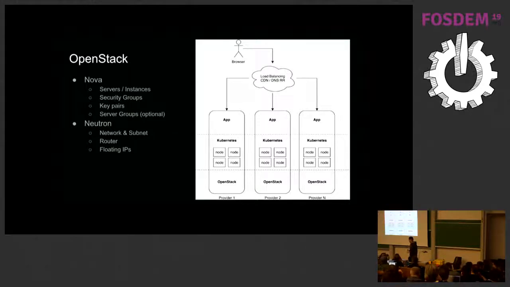On the Neutron side, that's the networking project in OpenStack, we're just going to use a network, a subnet, a router, and a set of floating IPs. Floating IPs are basically public IPs that are mapped in. So we are using really basic constructs in OpenStack. We're not using any of the fancy features. Keeping things simple, these are the key features in OpenStack, the most mature features. So this is what we use there.